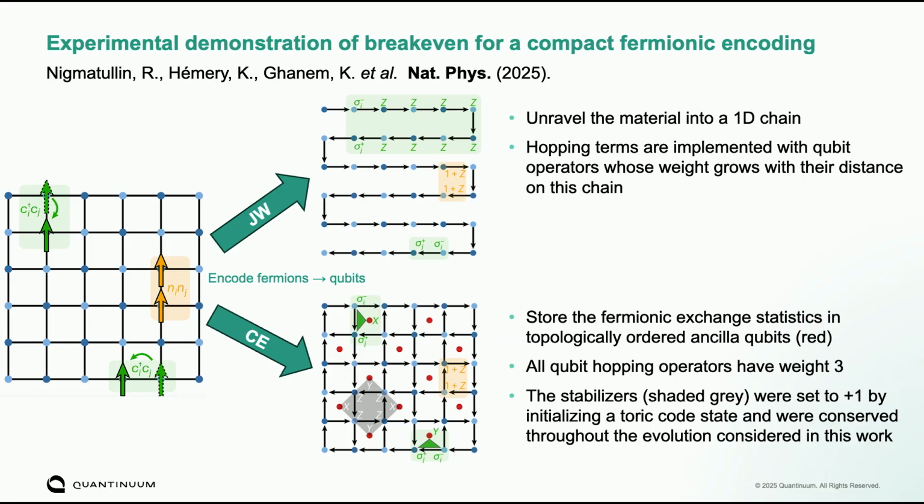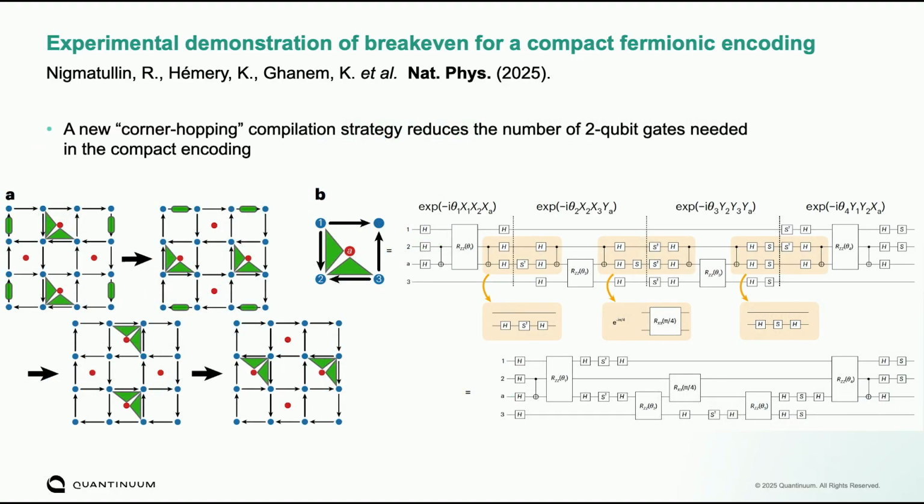And instead, if we store the exchange statistics in these ancilla qubits, all the qubit hopping operators have weight 3 instead. And then additionally, we have these shaded gray stabilizers that we can utilize that we set to +1 and should be conserved as +1 throughout the evolution we considered in this work. And one other detail that I won't get into is we implemented this corner hopping compilation strategy that allowed us to further reduce the number of 2-qubit gates that we need.